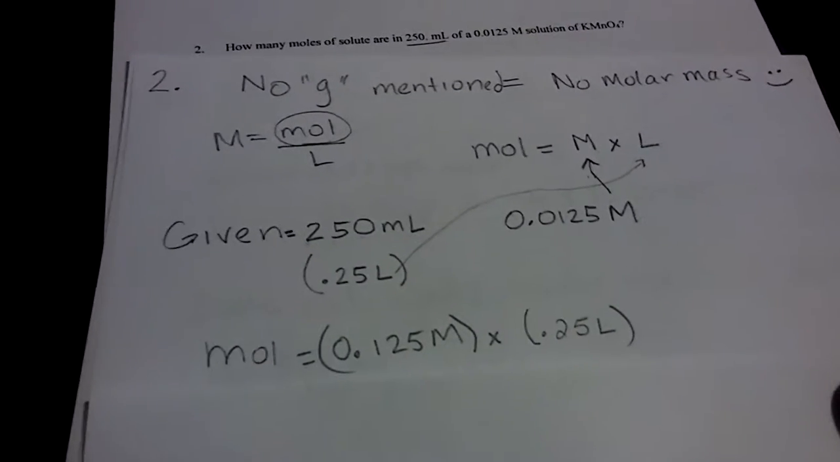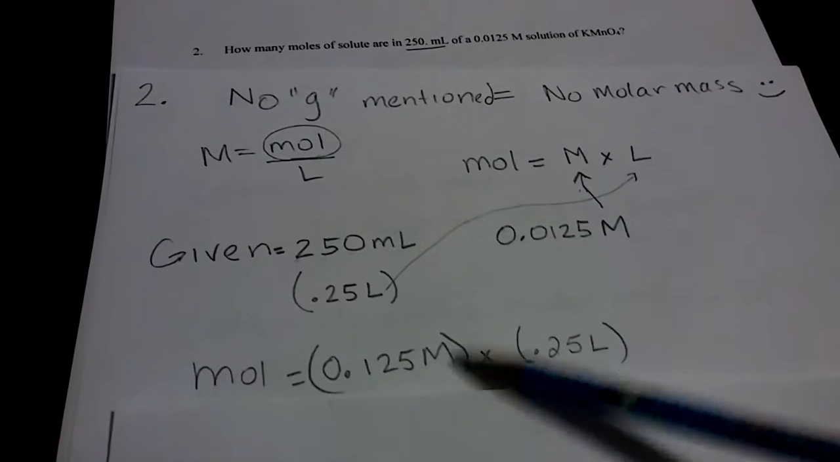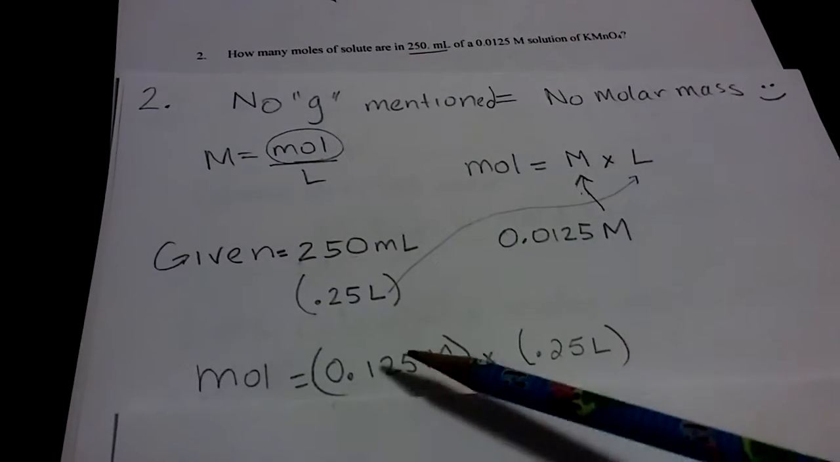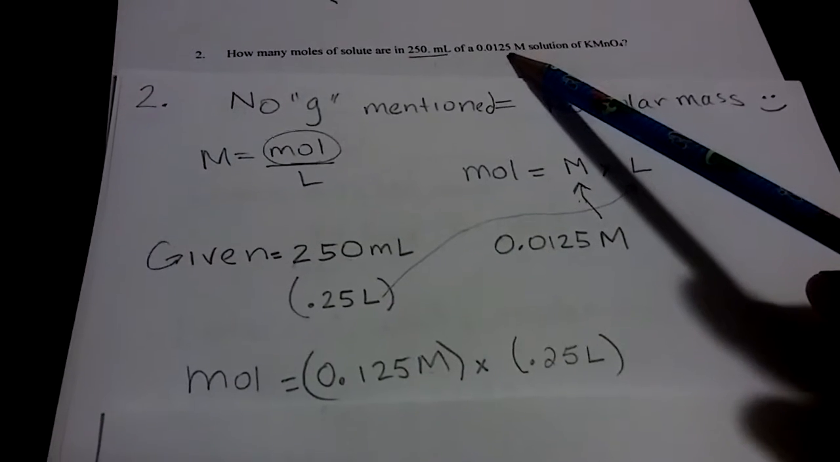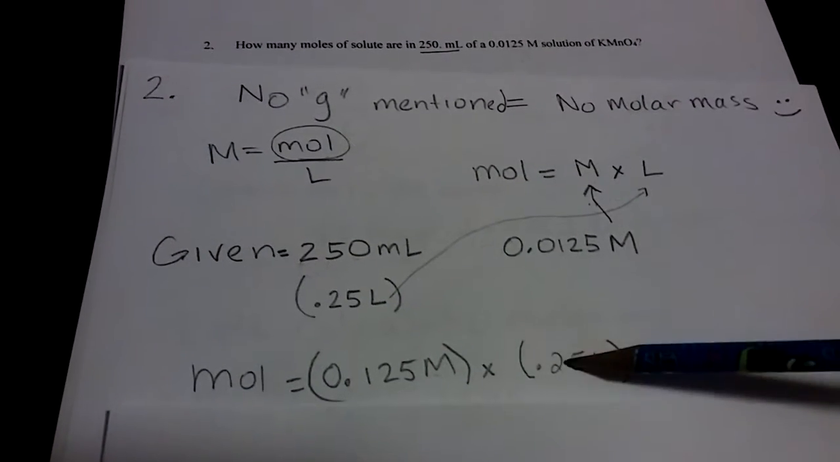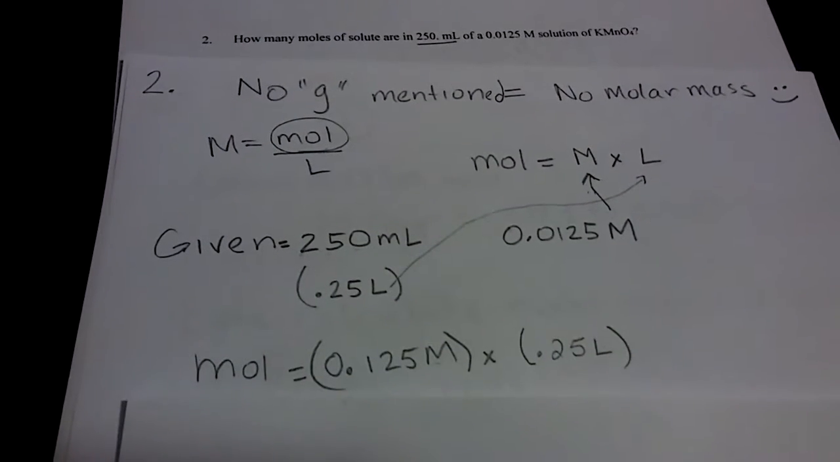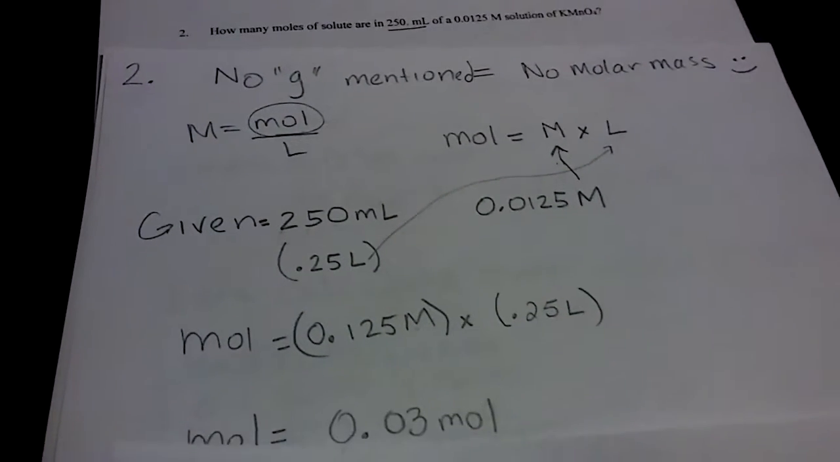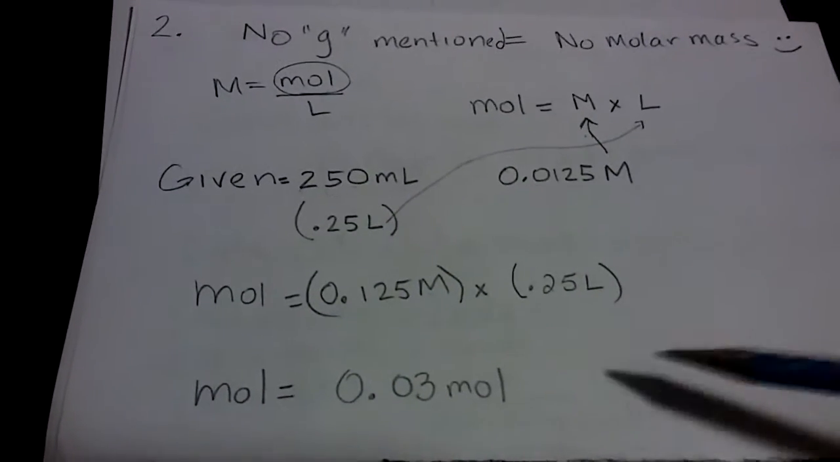Okay, so the rest is pretty much simple. You plug it in, so our molarity, 0.125 molar, and again that's from what was given to us. And then our liters, or our volume, which is 0.25, we multiply, and our answer is 0.03 moles.